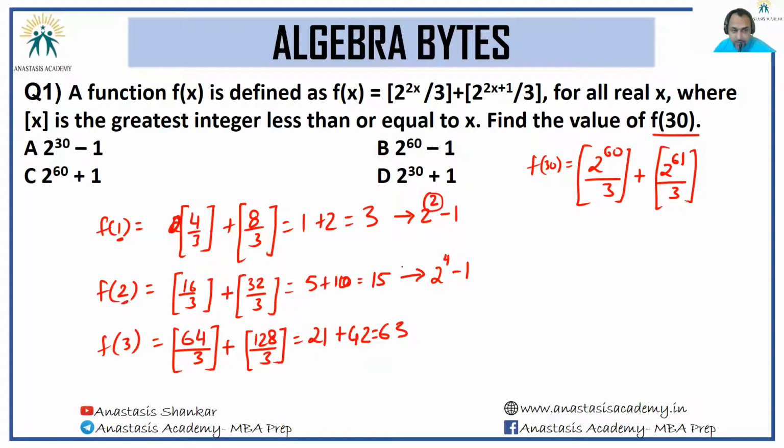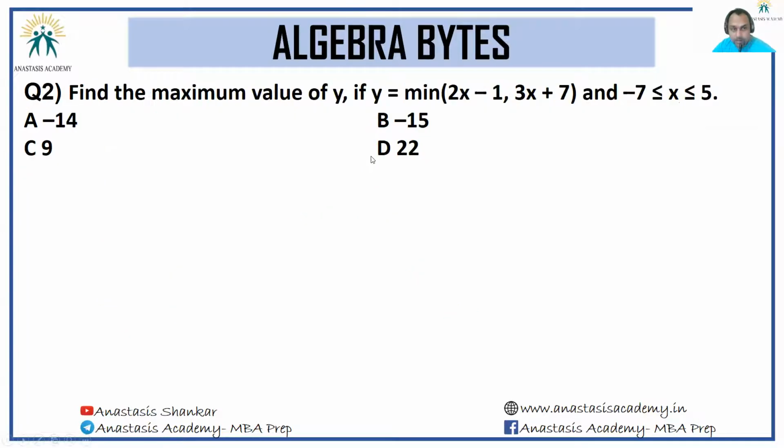Very much so. We have 2 square here, we have 2 raised to the power 4 here. Let's see in the third case, are we getting 2 raised to the power 6 minus 1? Very much so. Double of 3 is 6. We've got this. So if I'm looking for f(30), can I straight away go 2 raised to the power 60 minus 1? According to the pattern that we have seen, this is what will get identified. So answer has to be option B.